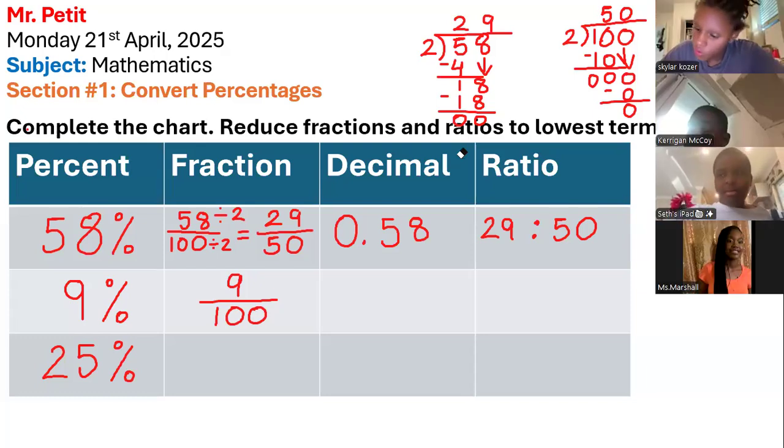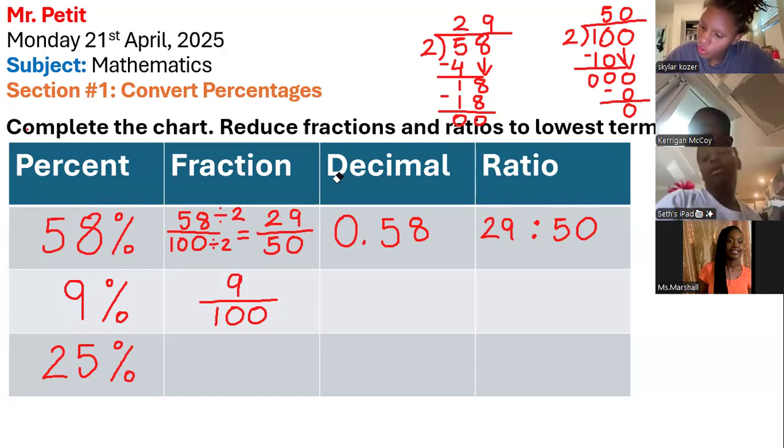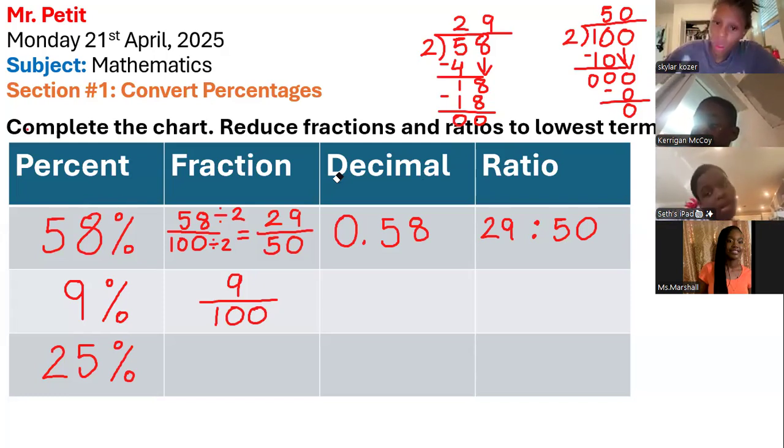0.9. I think it's 0.9. Okay. Anyone else? Wyatt says 0.9 as well. Daniela says 0.9. Ms. Marshall, would you like to clarify this for us?